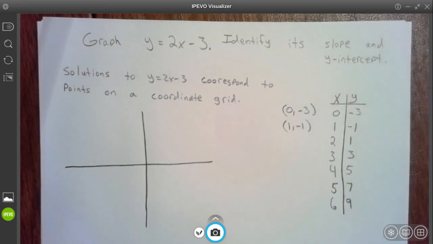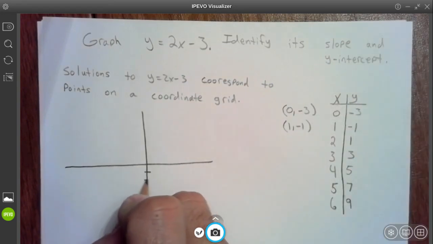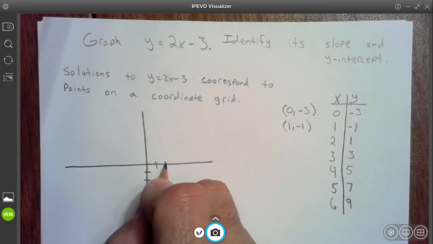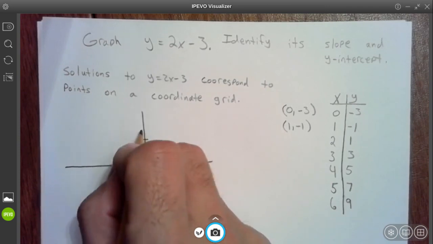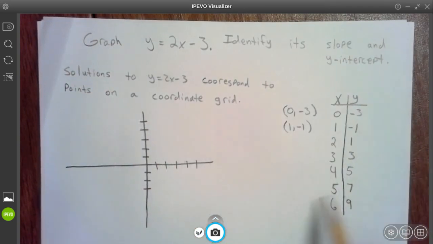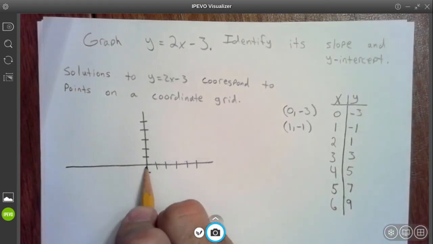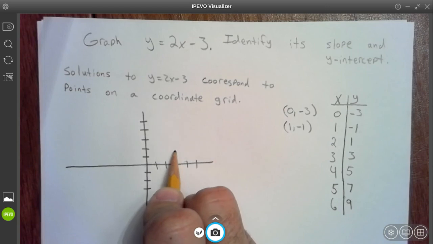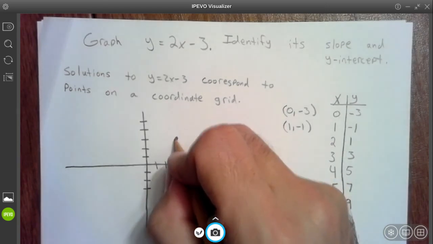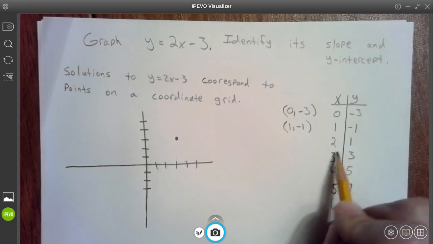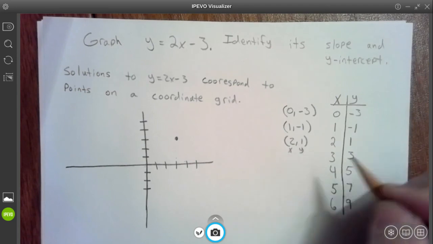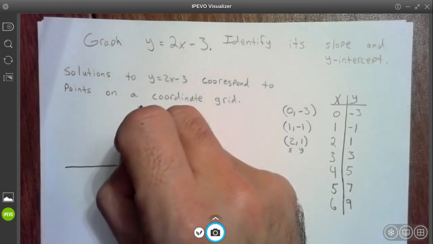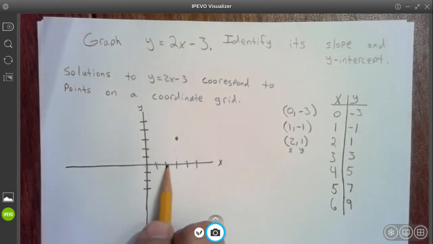So 0, negative 3. Let me draw some little tick marks here: 1, 2, 3, 2, 3, 4, 5. All right, let me start with something simple. 3, 3. So 3 over, and 3 up would be about right there. There's 3, comma 3. And then 2, comma 1 is an ordered pair. This is my x, that's my y, that's my x-axis, that's my y-axis. So I'll go 2 on the x-axis and then 1 on the y-axis.